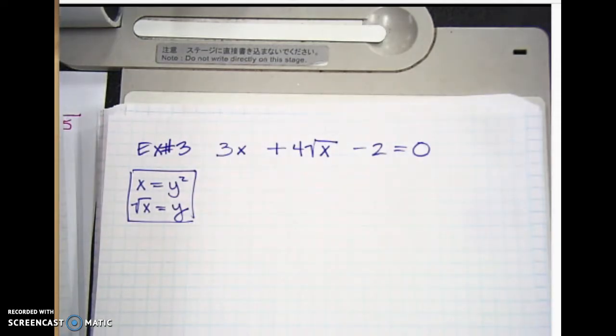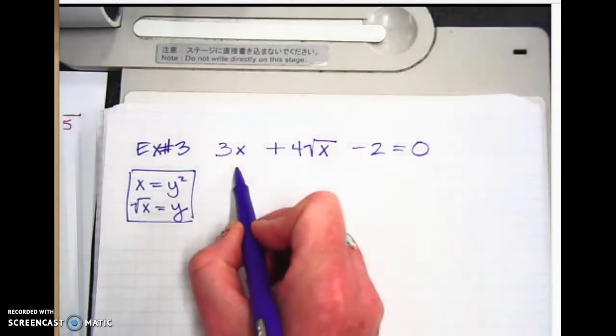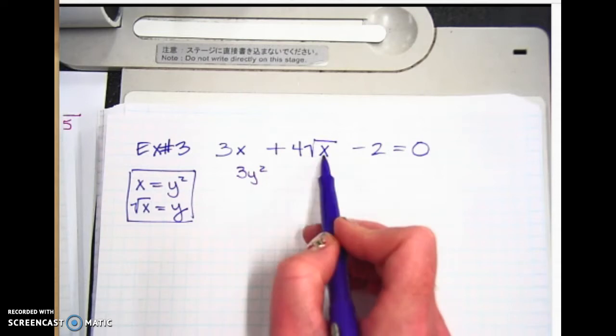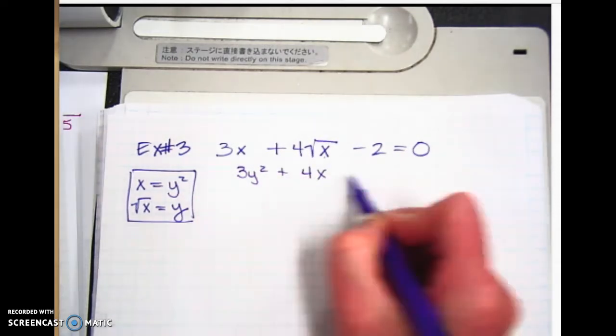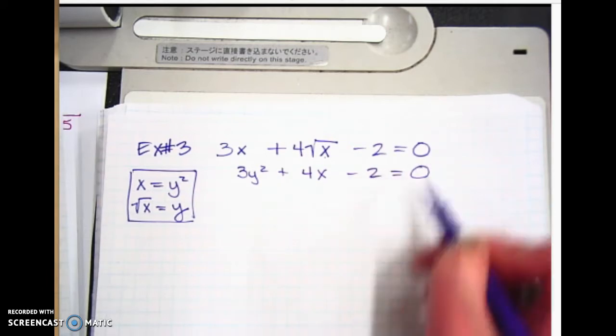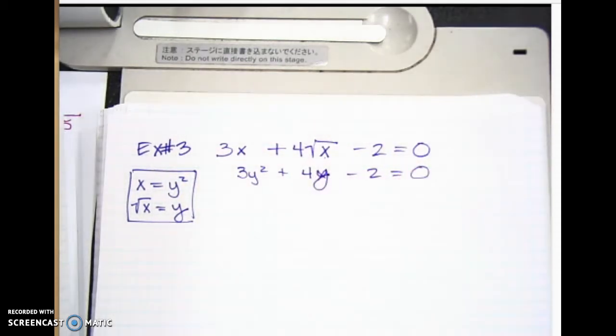Okay. So for this x here, we're going to substitute in y squared. And for the square root of x, we're going to substitute in y. And then just write the minus 2 equals 0. Okay. Now, oh, sorry, that should be y, not x, sorry.